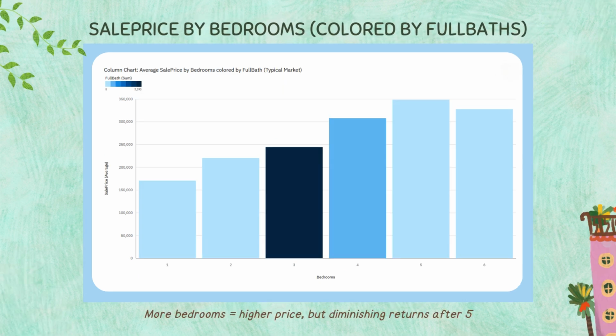This column chart looks at average sales price by number of bedrooms, with bathrooms shown in color. I wanted to use color to add meaning, not just decoration. Here, bathrooms as color adds context instead of just clutter. The trend is mostly what you'd expect, that more bedrooms equals higher price. But notice after 5 bedrooms, the prices level off. That's a decision making insight for builders. Adding that 6th bedroom may not actually add that much value after all.